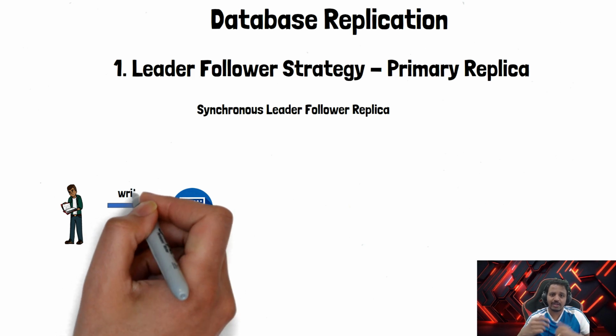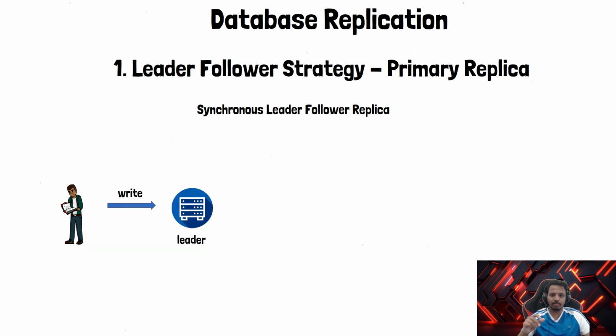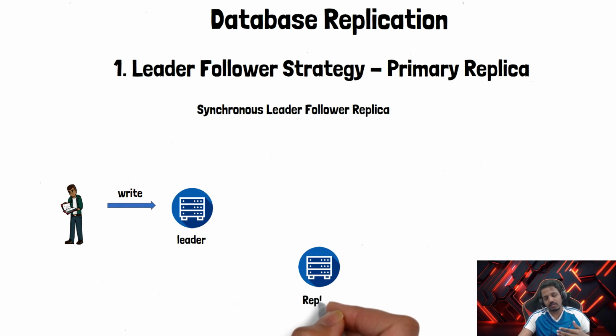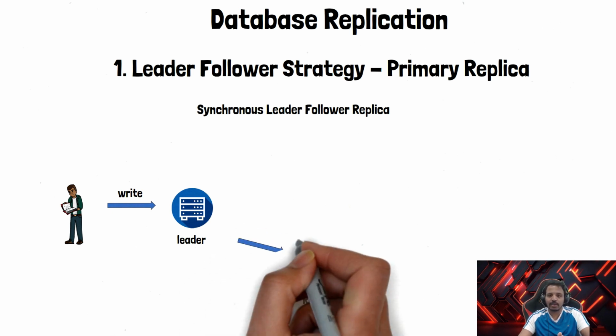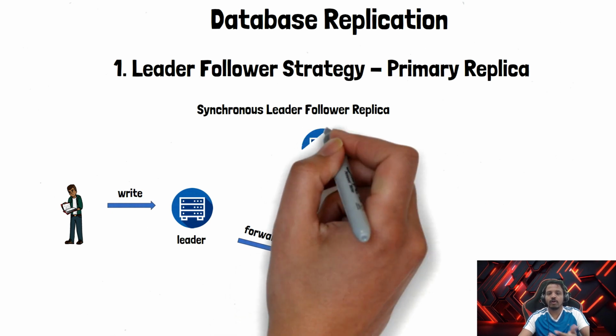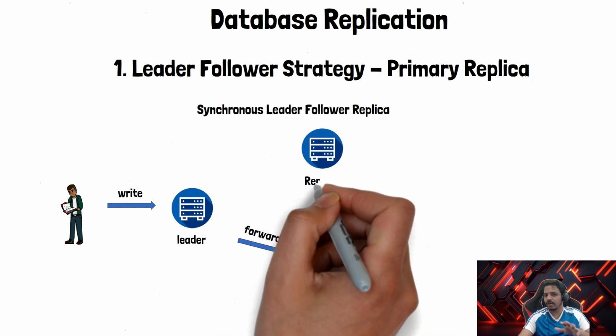Okay, now first let's see what is synchronous leader follower replica. Here what happens is, if you can see, a client made a write request to the leader, and the leader received the write request, forwarded it to a replica, or we can say the first replica, and it also forwarded it to the second replica. Now it is waiting.